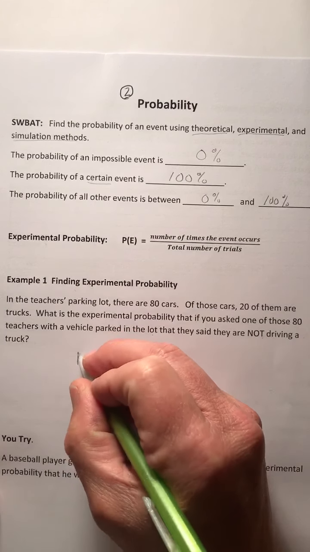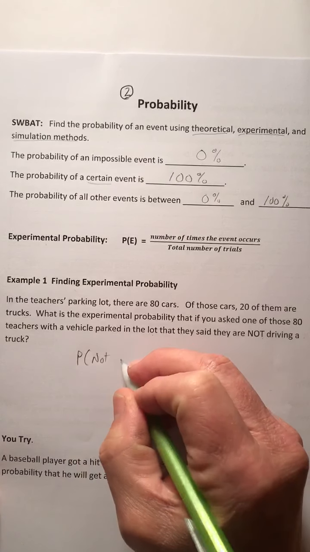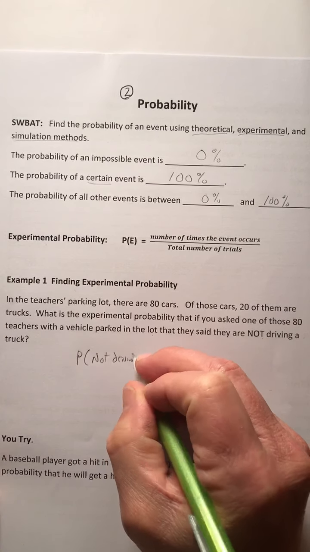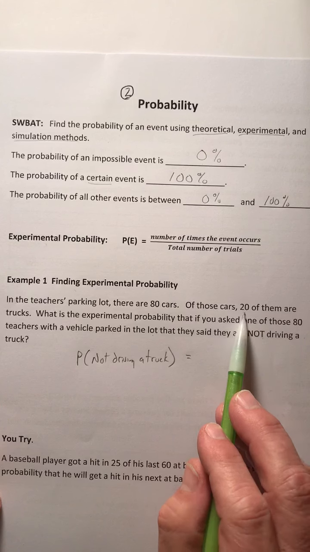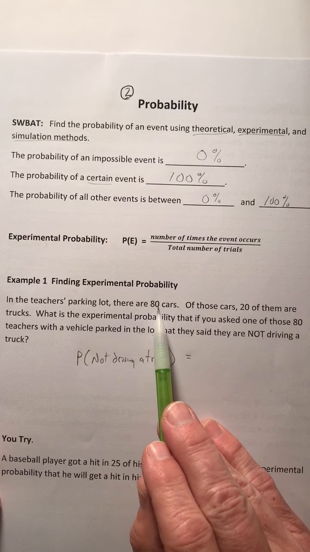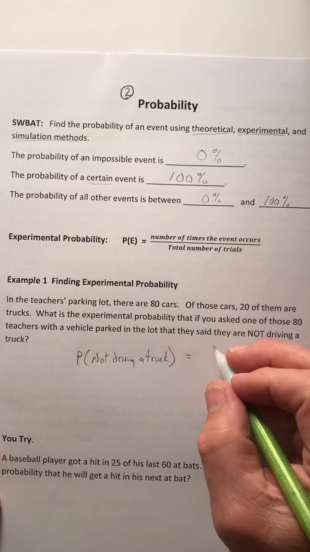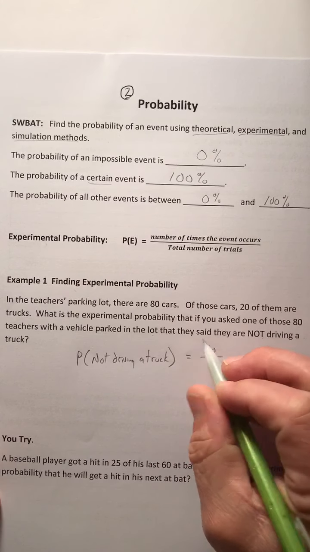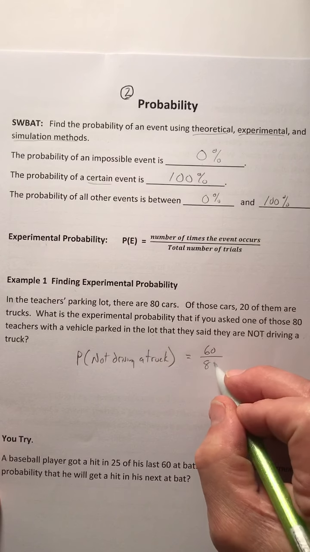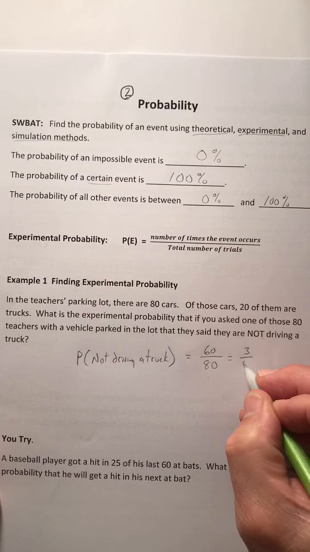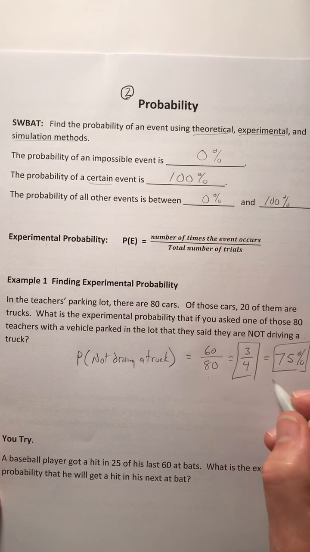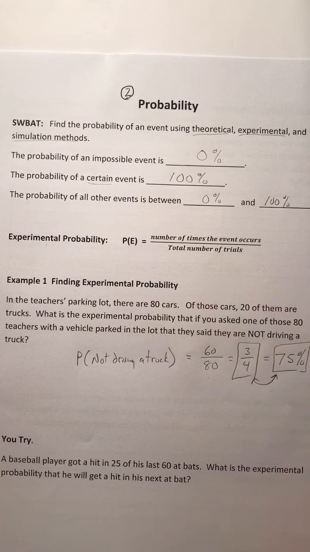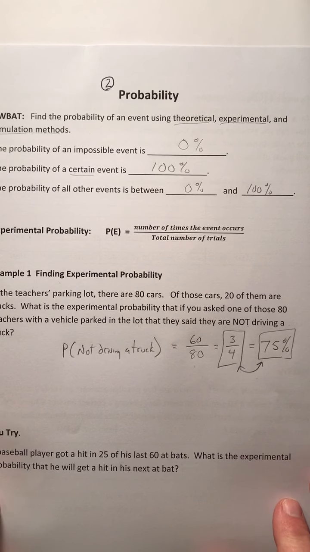All right? So we want the probability of not driving a truck. So 20 of them had trucks. There were 80 total, so 80 minus 20 gives us 60 of them didn't have trucks. So it would be 60 out of the total, which is 80, which reduces to 3/4 or 75%. So your answer can be in either one of these forms, reduced fraction or a percent. Either one of those forms is fine.